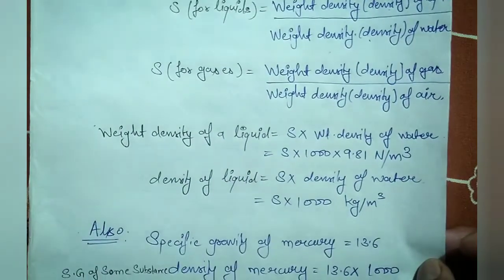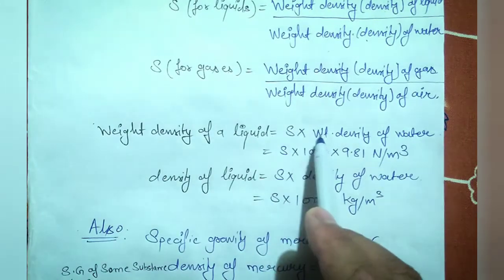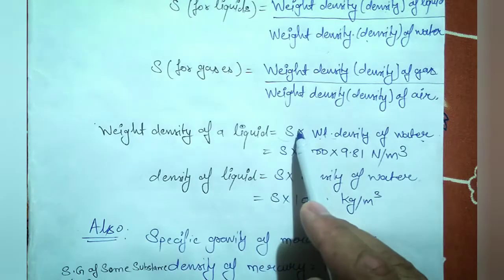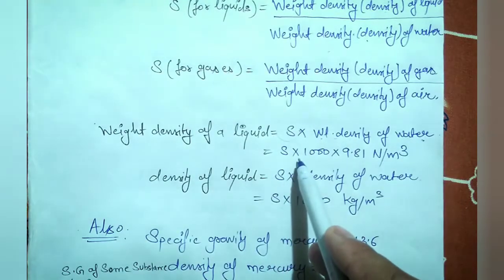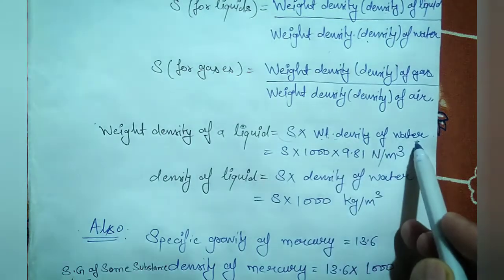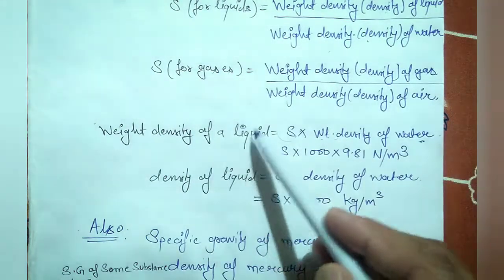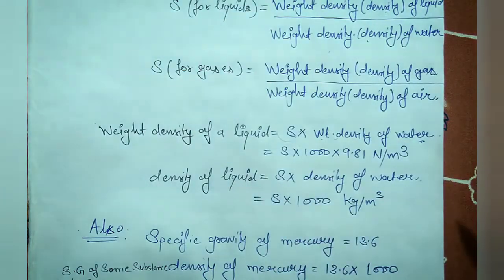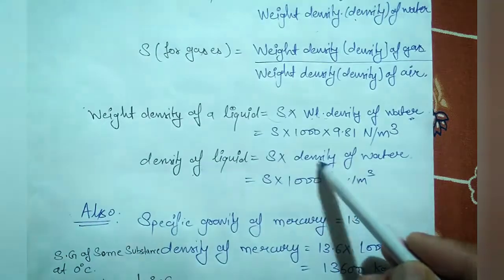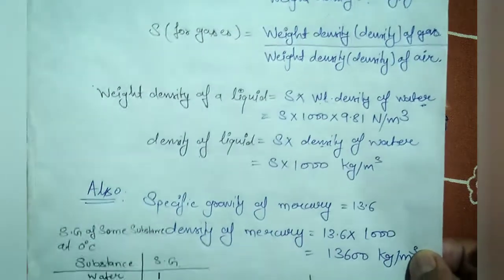Okay, so here you can see weight density of your liquid is S multiplied by weight density of water. Okay, so S is the specific gravity. So whenever we multiply specific gravity with weight density of the water, we can get the weight density of any liquid. Okay, so if we want to calculate the density, then we need to multiply it with the density of water. Okay, so you can see here clearly.